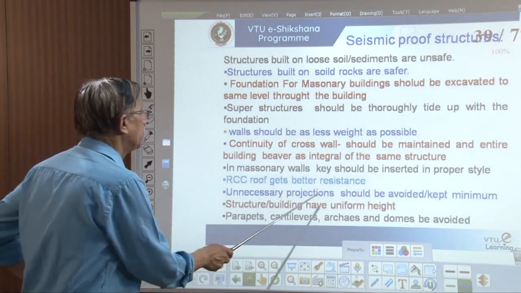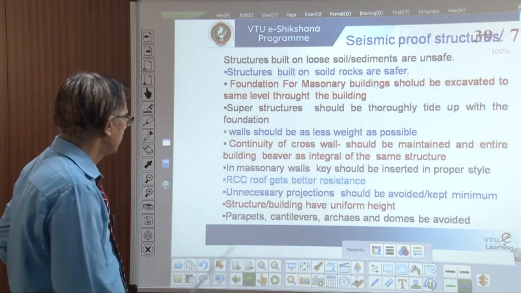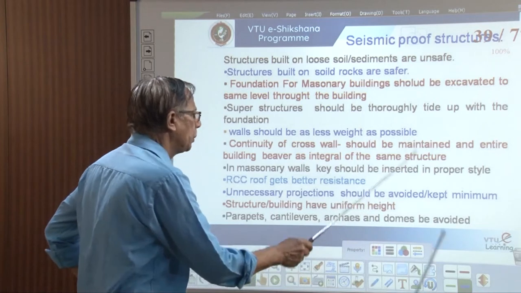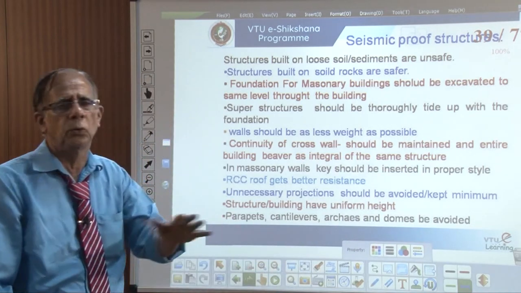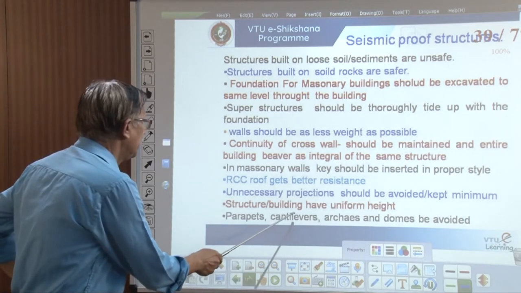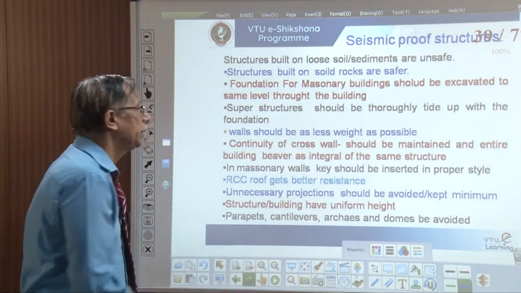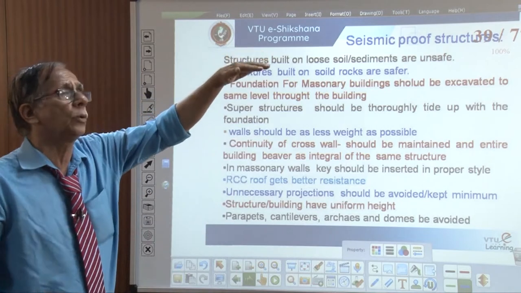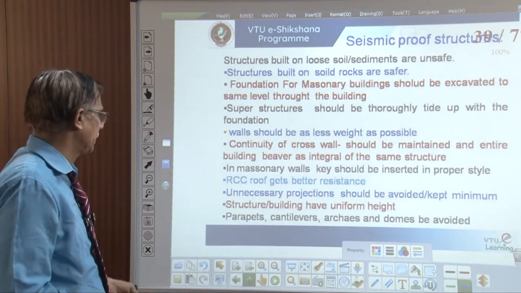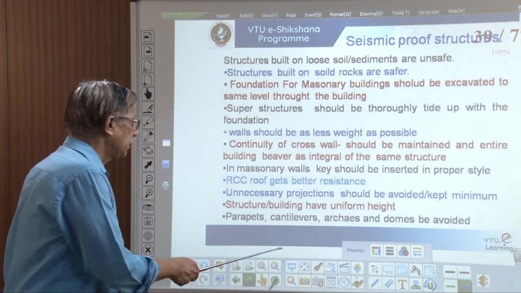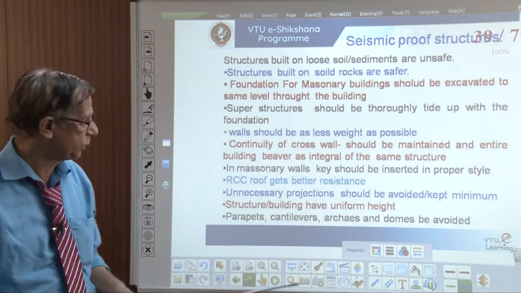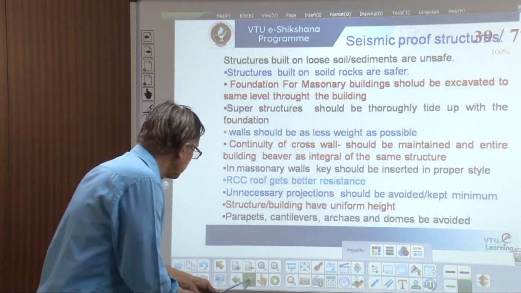RCC roof gives better resistance. Unnecessary projection should be avoided or kept minimum, as it is unnecessary dead load. The building should have uniform height: in one place more height, more load, in another place less height, less load, and it behaves differently. Parapets, cantilevers, arches and domes, as far as possible, are to be avoided in a seismic prone area.